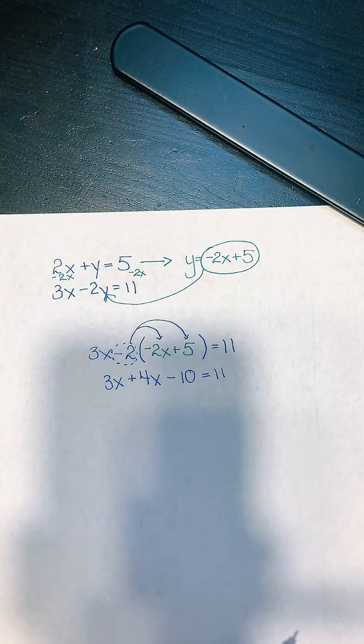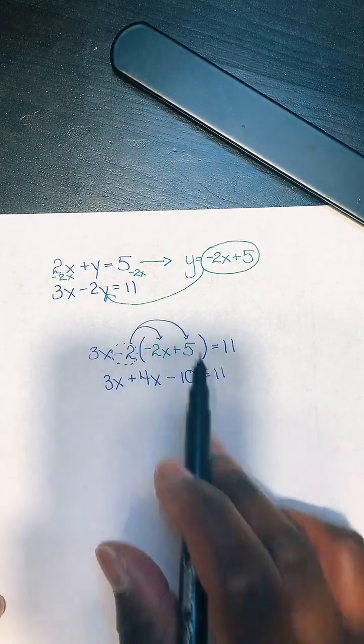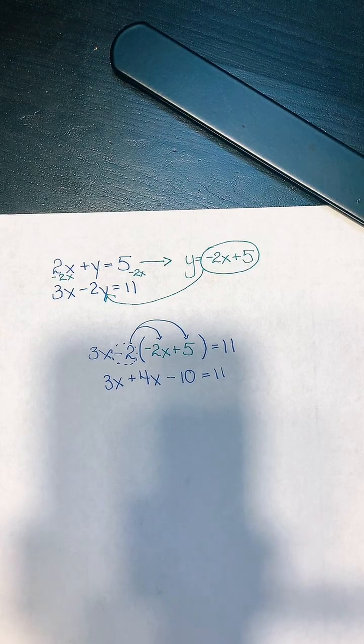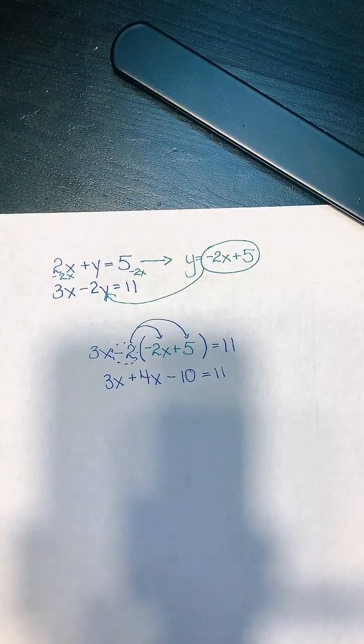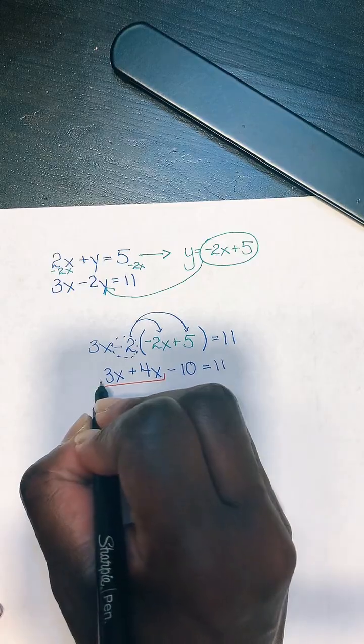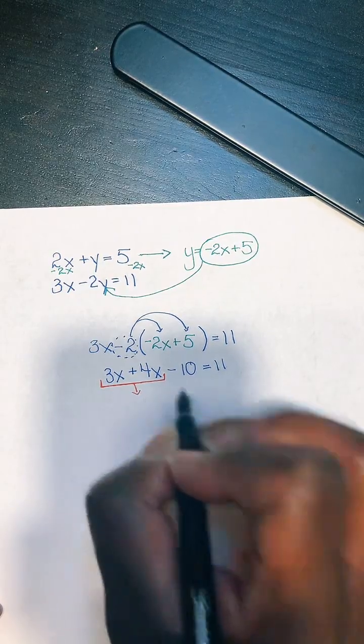Okay, so for those that were saying zeros and twos, when you distribute, you are multiplying. Okay, you are multiplying. So, combine your like terms. So since they're on the same side of the equal sign, we can combine these like terms. So 3x plus 4x will give me what?